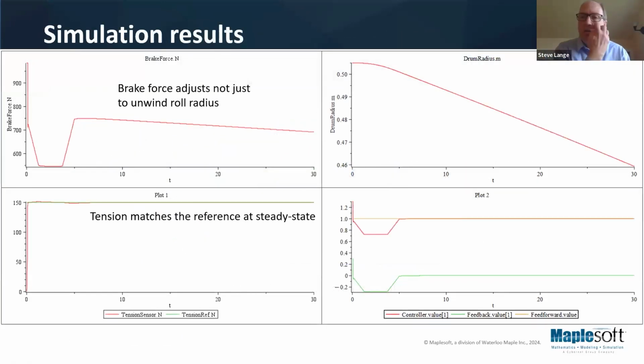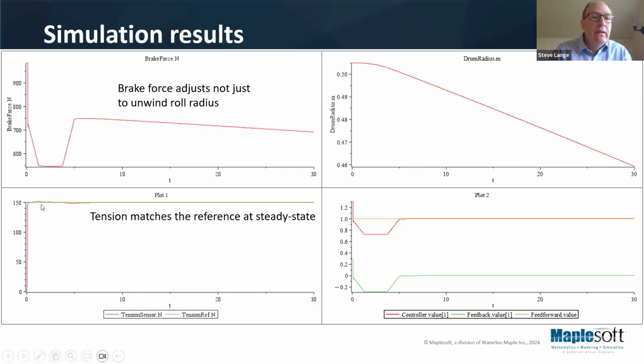And what do we see now for the result? Now we see the braking force is not constant. It not only adjusts to this roll radius, but we also see this big drop in response to that initial tension spike. And we still see the drum radius reducing.